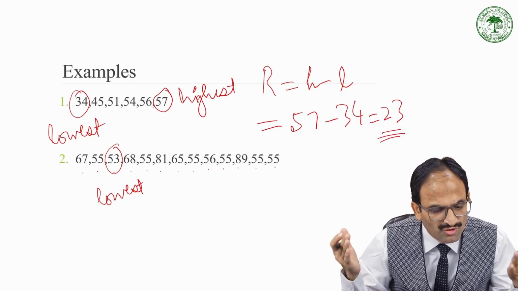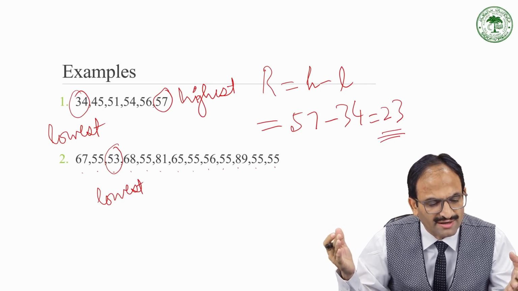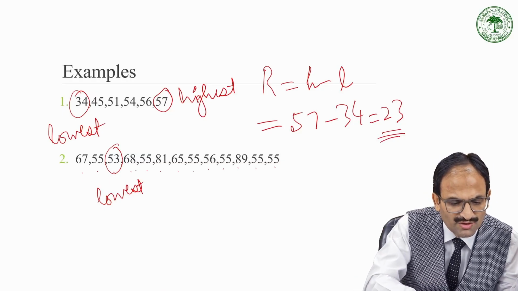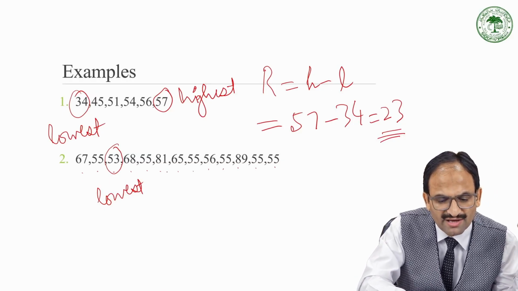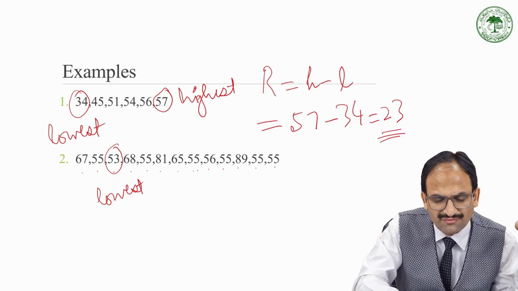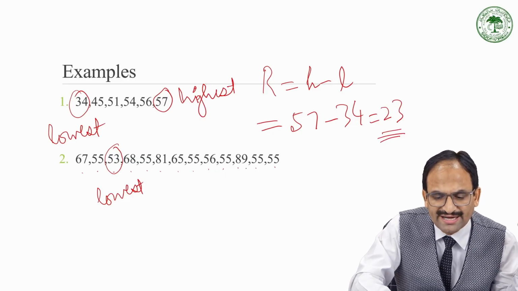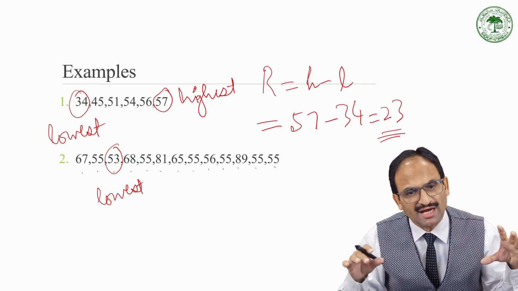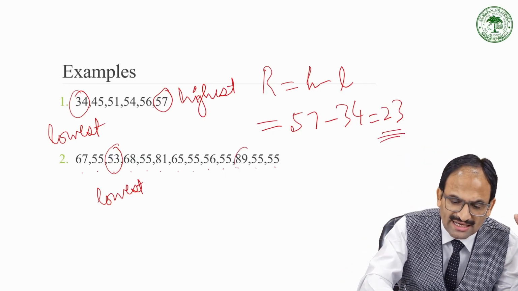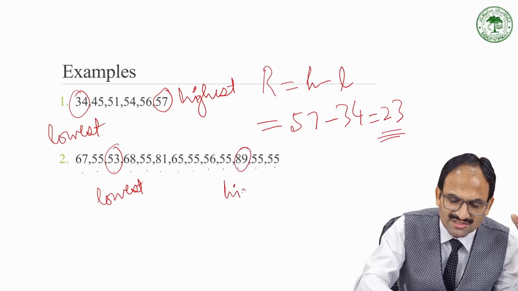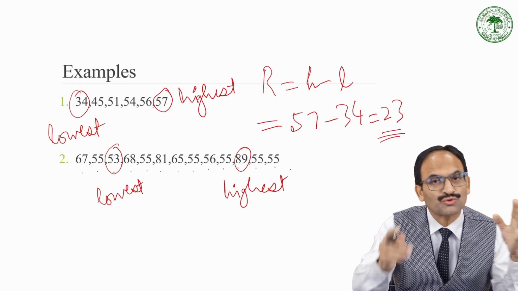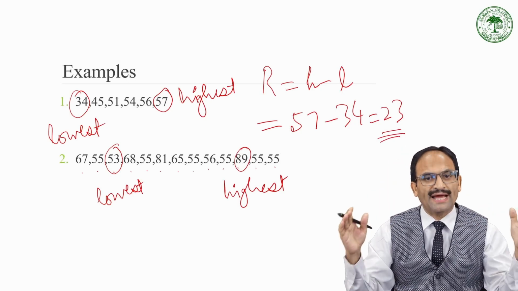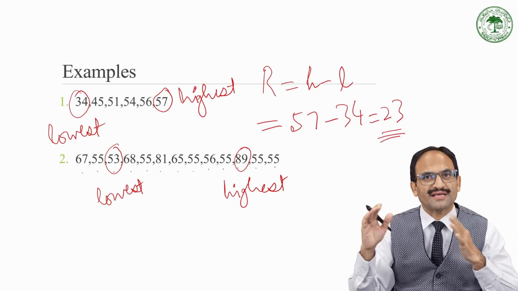Then you move ahead in the group, and you will find 67, 55, and then again 68, 55, 81, 65, 55, 56, 55, 89, 55, 55. So by going through the data, you will find that 89 is the highest score. So in this data set, 53 is the lowest score and 89 is the highest score.